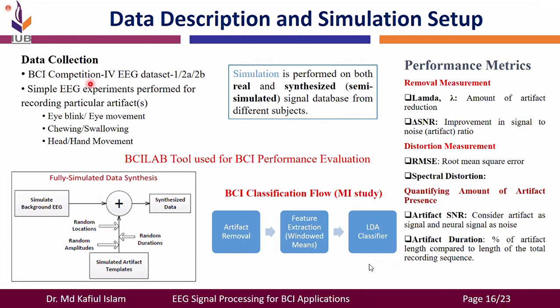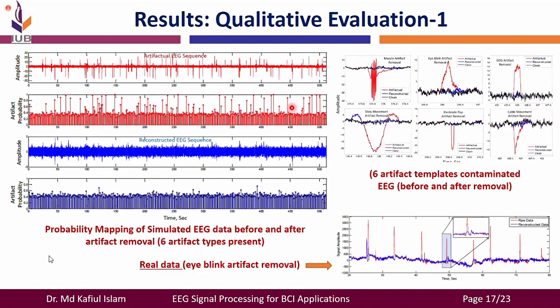We have used the BCI competition 4 dataset to see the after-effect of artifact removal on BCI classification. We have also done some analysis on fully simulated data so that we can measure how much artifact is removed and how much distortion is brought to the signal. So this is the simulated experiment, where this is the artifactual EEG sequence and the probability mapping of this artifactual EEG sequence has been provided. Then we applied the algorithm to remove artifacts, and we can see the probability of the artifacts in the reconstructed artifact-reduced EEG sequences is much lower, as expected.